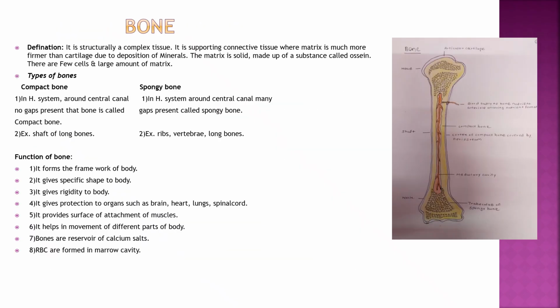Third is bone tissue. It is mainly bone, and bone is of 2 types, spongy and compact. When the Haversian system is complete in that bone, it is called compact bone, and when it is not complete, it is called spongy bone.